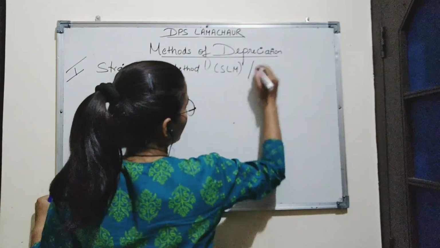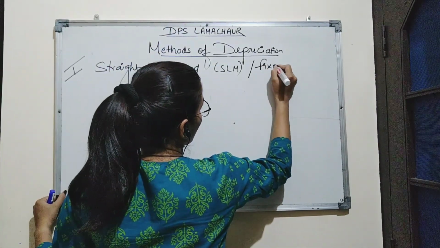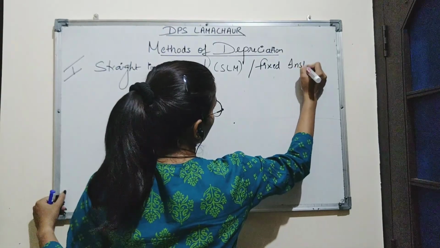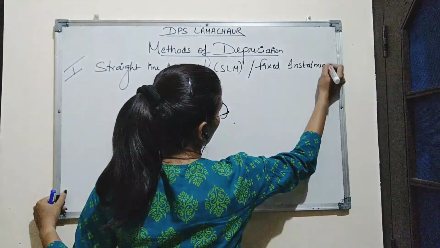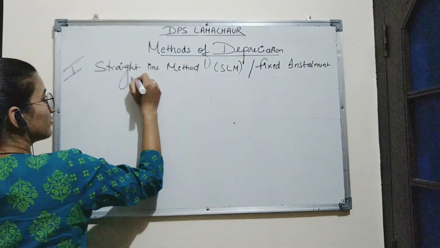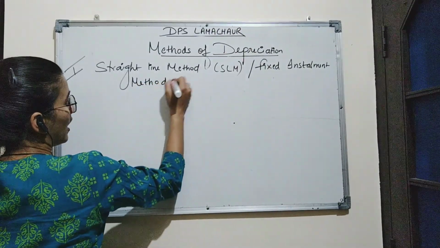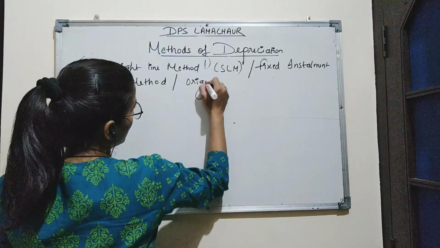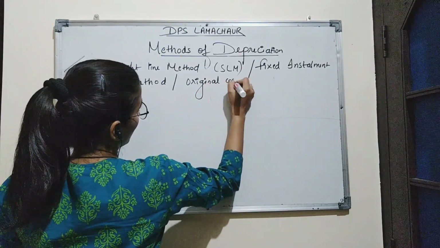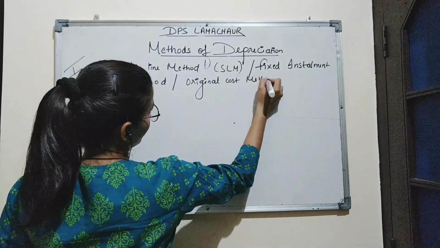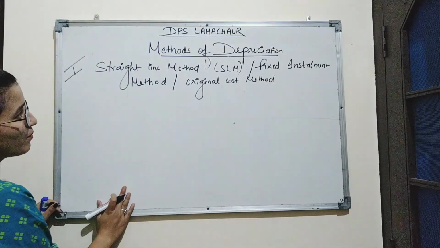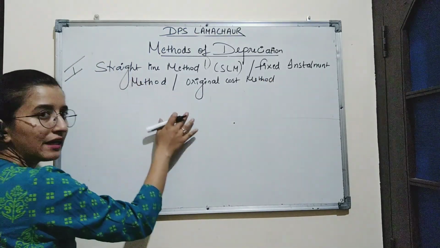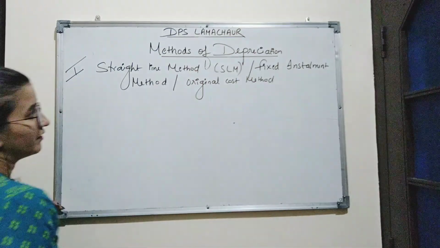Another name of this method is fixed installment method, and it is also called as original cost method. So this method is popularly known as straight line method or SLM method.